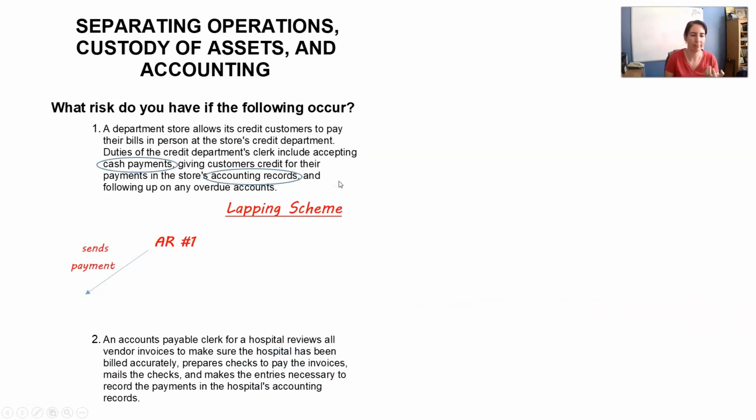All right. I'm not going to talk so much about the lapping scheme. We'll do it real quick. You can read these on your own. A typical scheme for accounts receivable is this: let's say you have an accounts receivable. The person collecting the money takes that money and decides not to apply it against accounts receivable. Somebody goes to pay a bill, and the person collecting accounts receivable has the money and decides to put the money in their pocket.